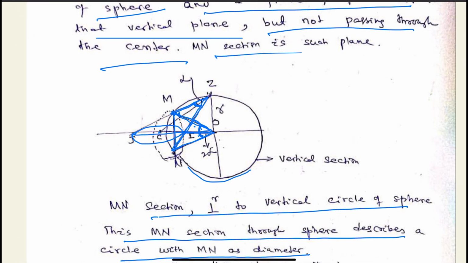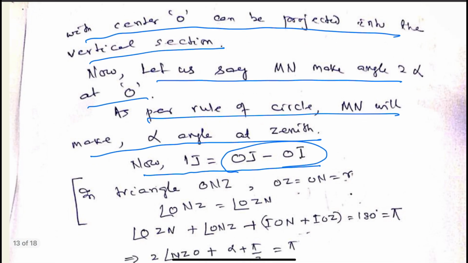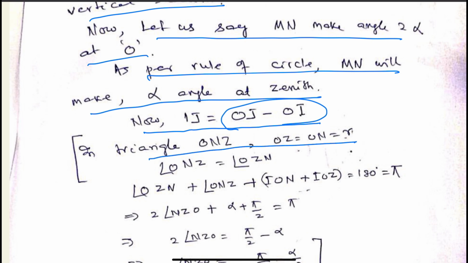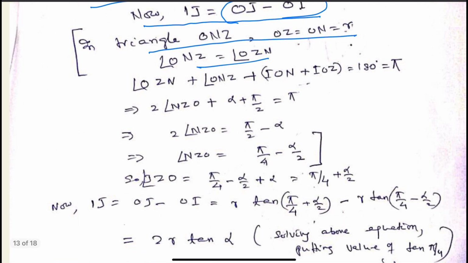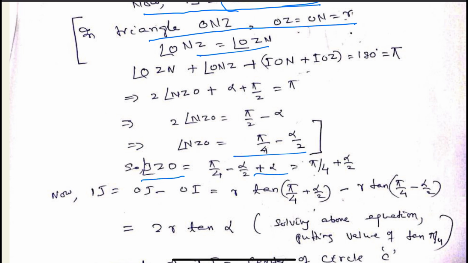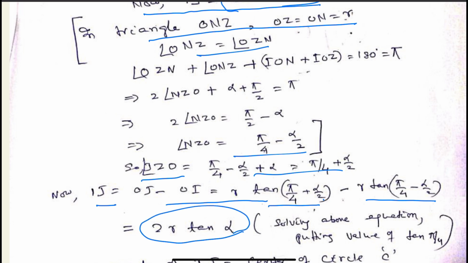Oj minus Oi. This is Ij. So in the triangle, we can solve the triangles, and finally we get these angles, and by solving we get Ij equal to r tan(pi/4 + alpha/2) minus r tan(pi/4 - alpha/2). It becomes equal to 2r tan alpha. This Ij is equal to 2r tan alpha.